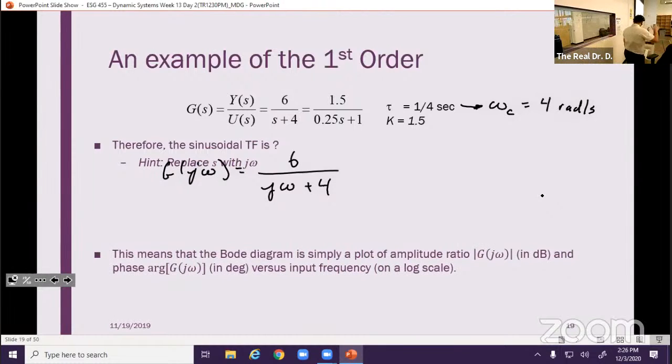So this means what? This means that the Bode diagram is simply a plot of the amplitude, the magnitude of g of j omega in decibels, and the phase, which is the argument of g of j omega in degrees, versus the input frequency, and it's plotted on a log scale. Right, so we're going to use a log scale on the x-axis and not on the y-axis. So this is a semi-log plot.